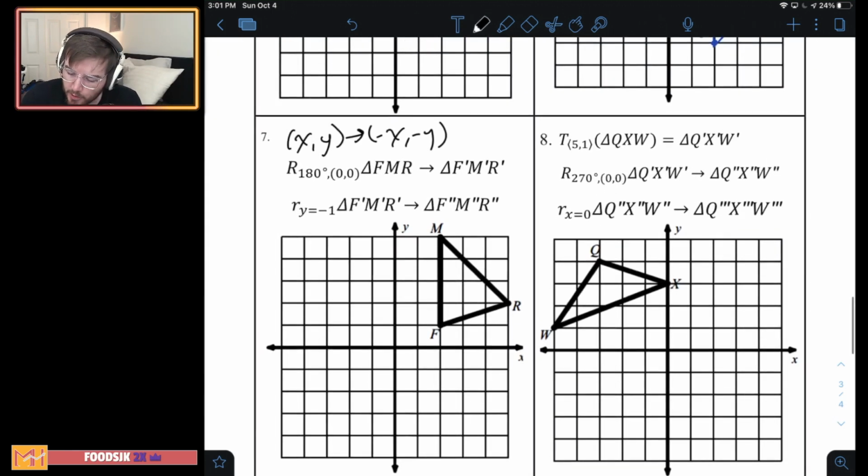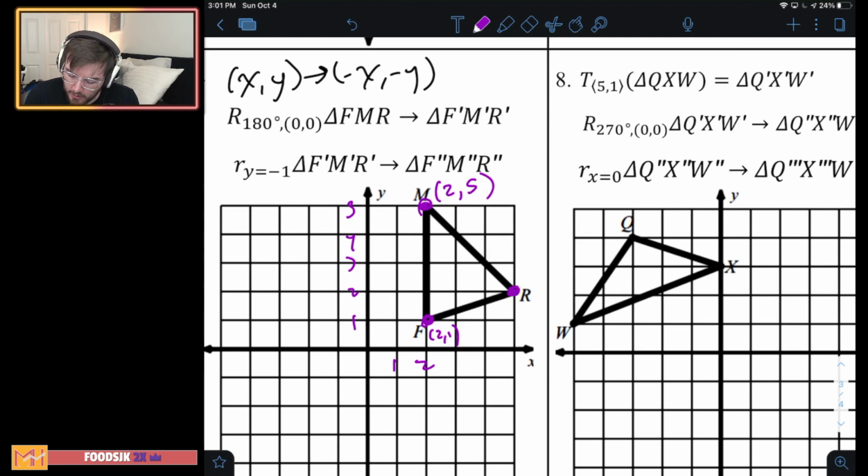So when I look at this triangle, where are our points? 1, 2, 1, 2, 3, 4, 5. So M is at (2, 5). F is at (2, 1). And R, 3, 4, 5, is at (5, 2). And I apply this rule, which simply says change the signs of those two points.